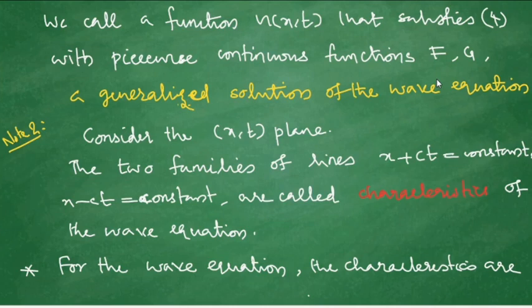That is, the function u of x,t that satisfies equation 4.2, that is u of x,t equal to f of x plus ct plus g of x minus ct, with piecewise continuous functions f and g, we call it the generalized solution of the wave equation.